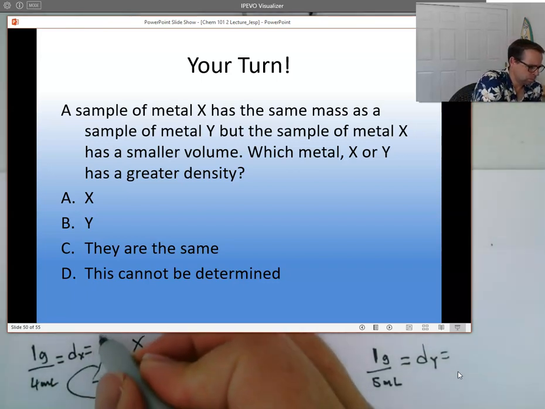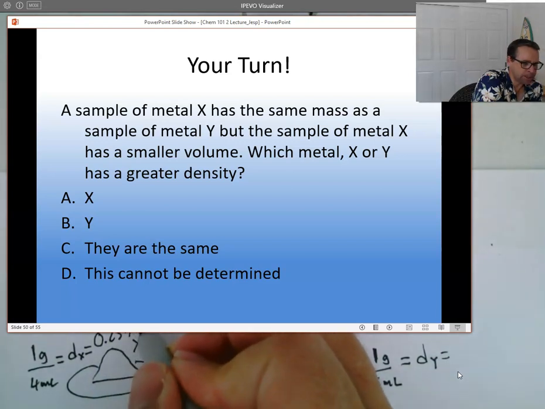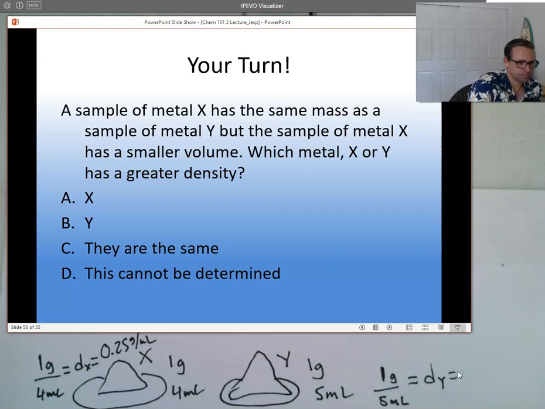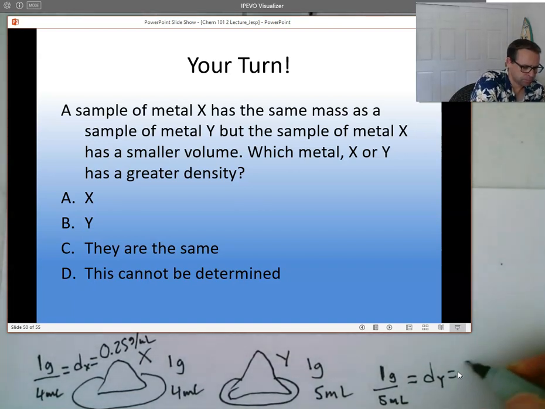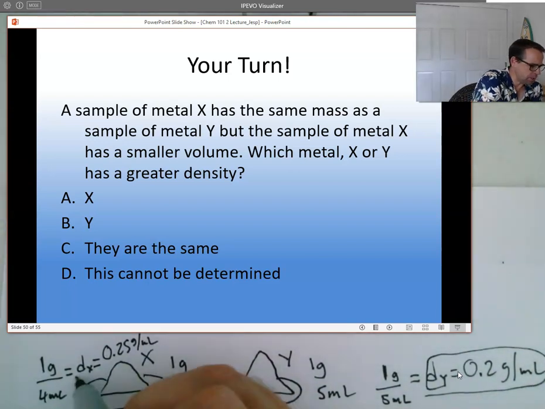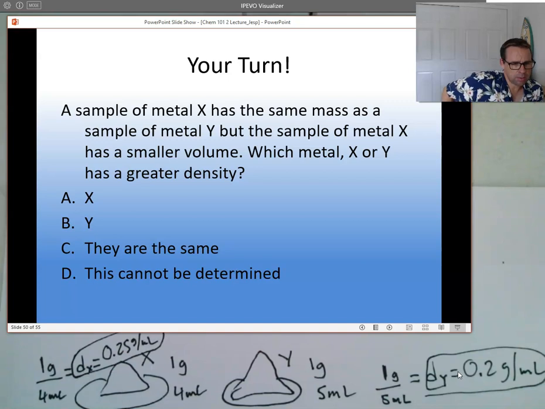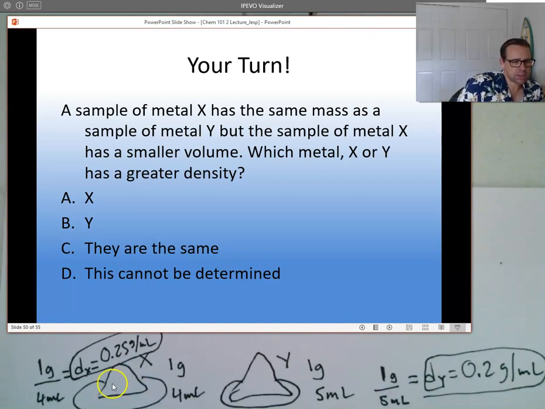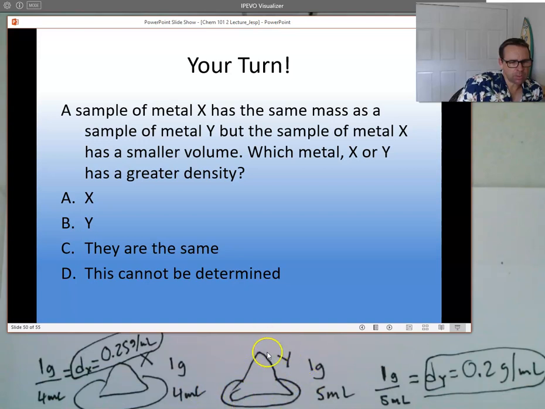One divided by four is 0.25 grams per milliliter. And then 0.2 grams per milliliter. All right. What's greater? The density of X or the density of Y? X. That's right. So we knew they had the same mass, but we knew Y had a greater volume, so that means that X has a higher density, because it's the mass divided by the volume.